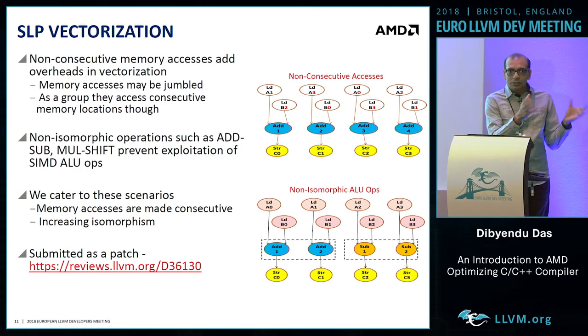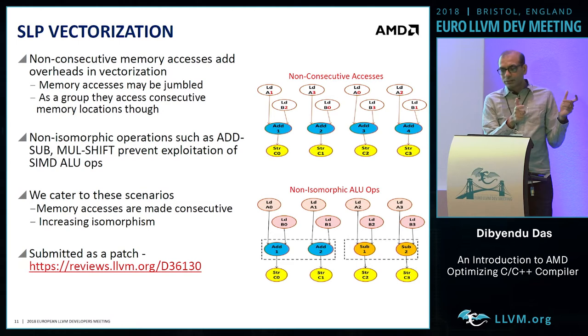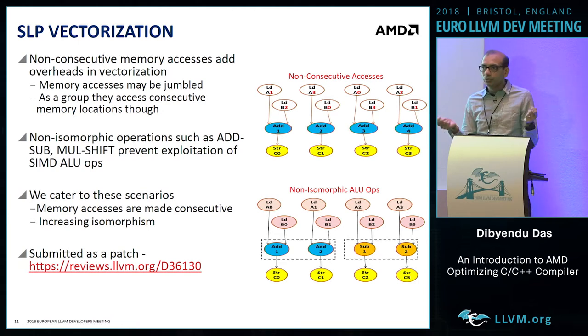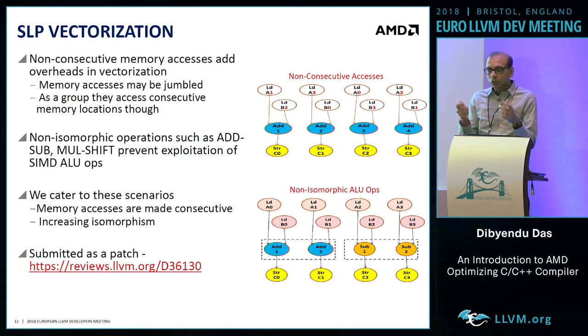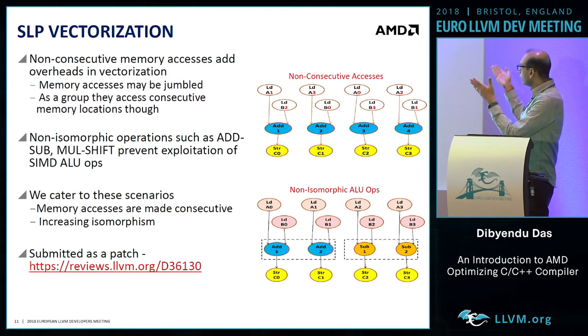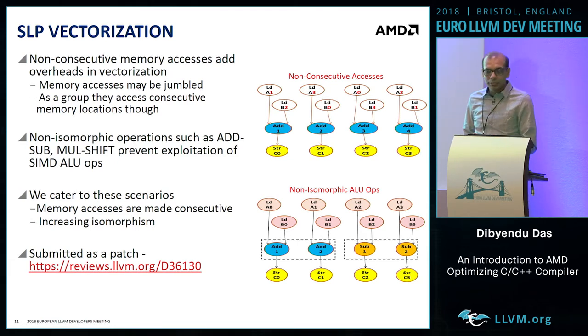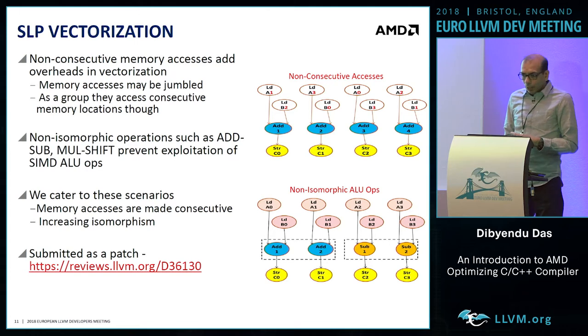So we understand these kinds of memory accesses, and we call them jumble loads or jumble stores. We understand these patterns, do a shuffle, bring them into shape such that they are all sequential, and then we can continue doing our SLP optimizations.